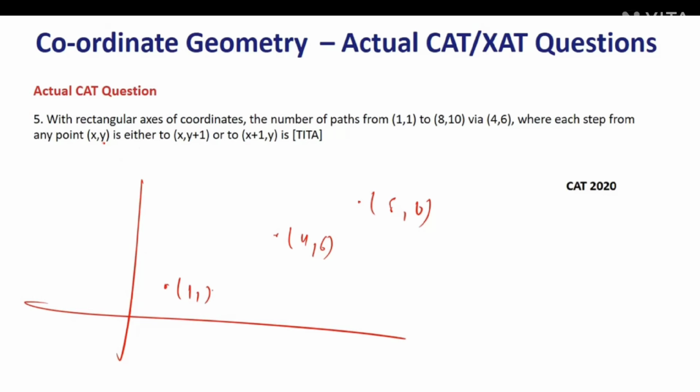Either you go from y to y plus 1, which means one step vertical, or you go from x comma y to x plus 1 comma y, which is one step horizontal. One at a time you can go either one step horizontal or one step vertical.